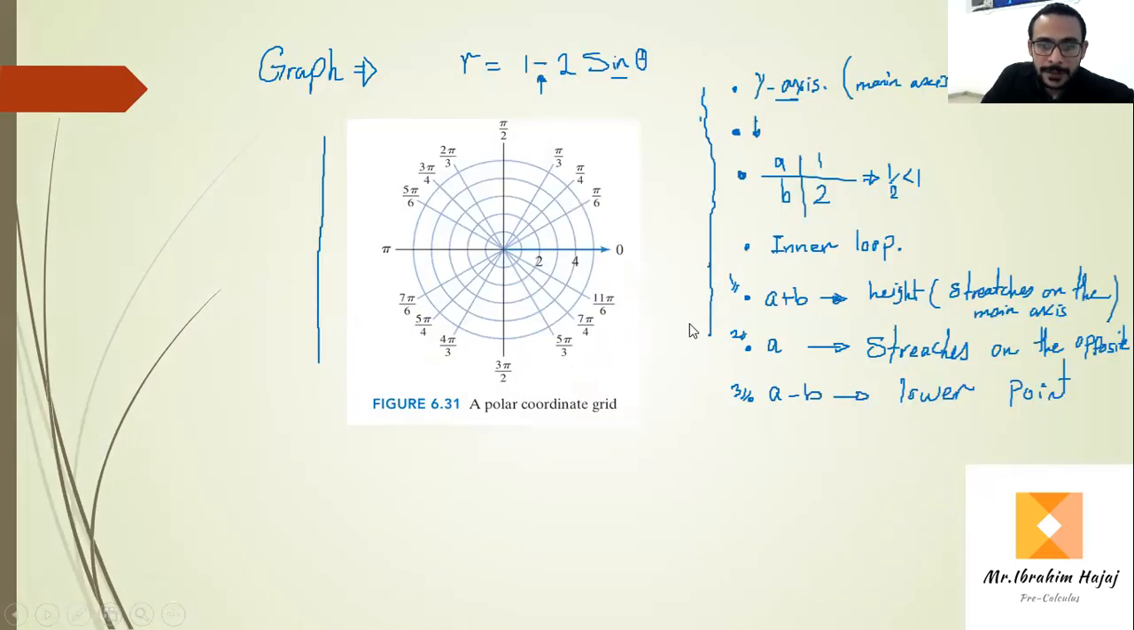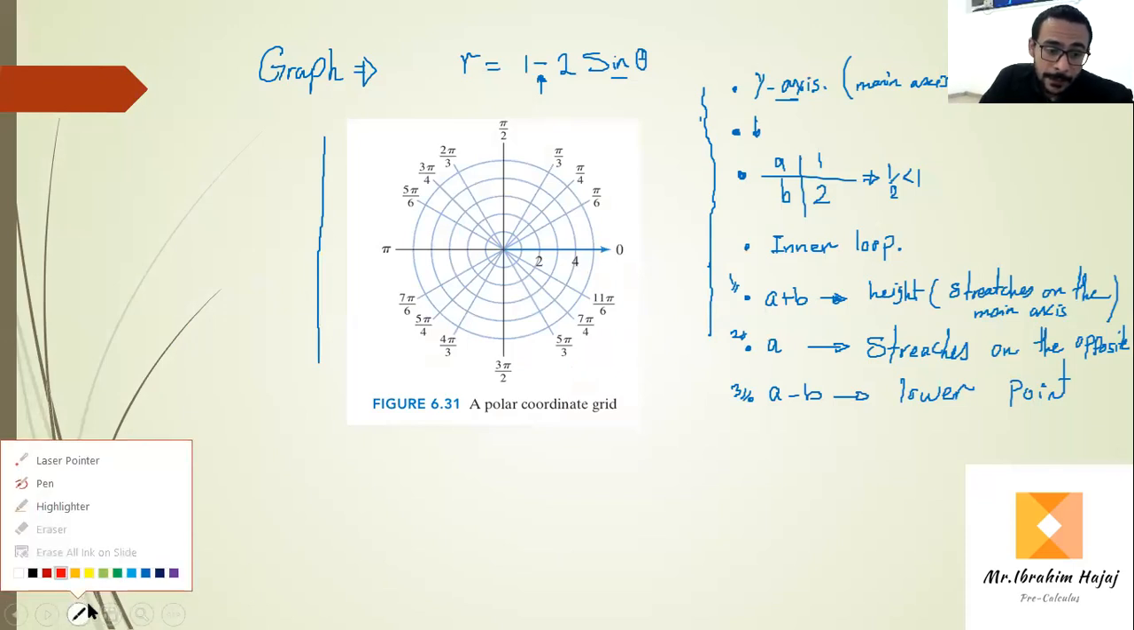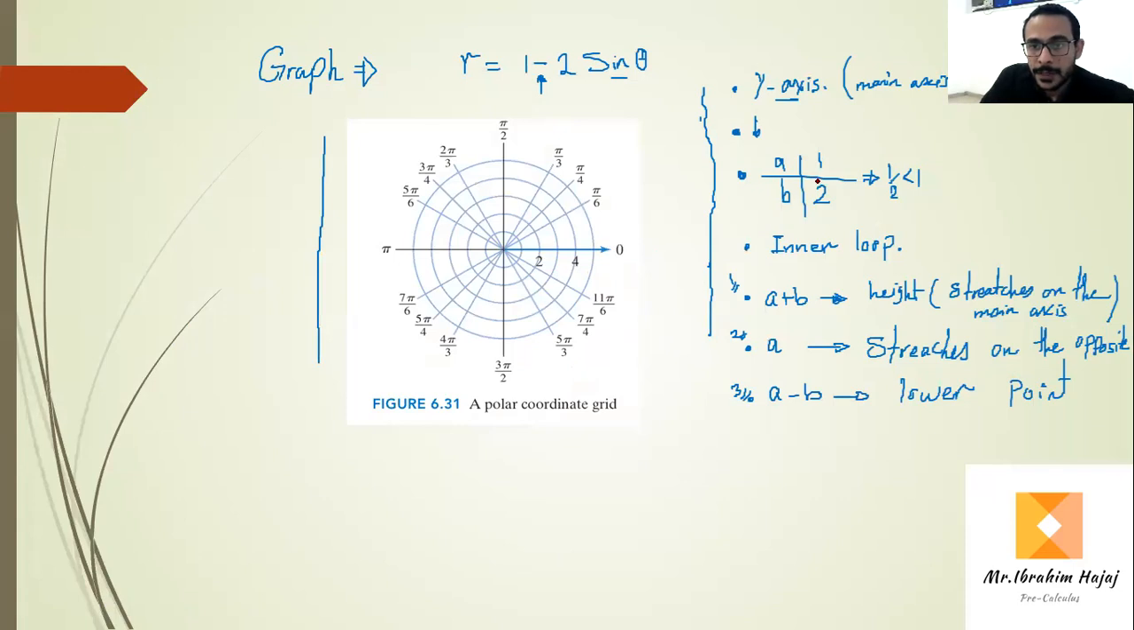Okay, how to graph it, guys? Pay attention please. We will graph it in red. I said, guys, that the first step is A plus B. What is A plus B in this equation? A is 1 and B is 2. So A plus B equals 1 plus 2, which is 3.